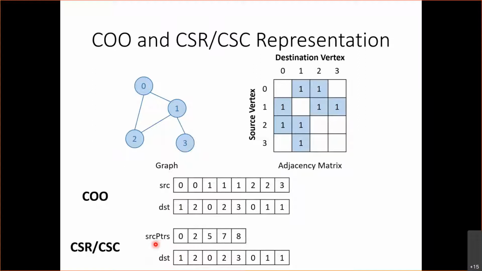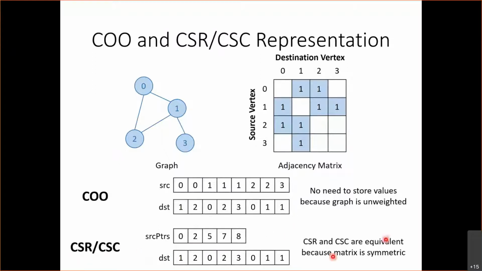Now, like I said, we do not need to store any values because the graph is unweighted. But if the graph was weighted, we would have needed a third array in each of these representations to track the weight of each edge. And also, one thing to note is that CSR and CSC are equivalent because the matrix is symmetric, right? This matrix is symmetric because it's undirected.